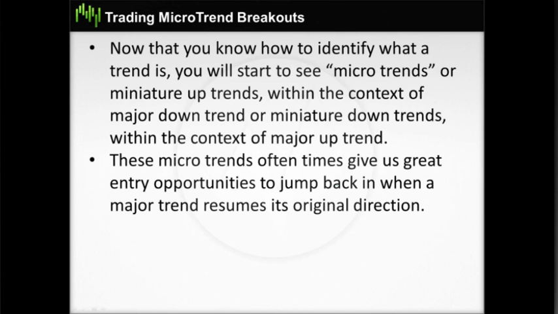So now that you understand how to identify what a trend itself is and the definition of an uptrend and the definition of a downtrend, you'll start to see what we call micro trends or miniature up or down trends within the context of a major uptrend. Okay?